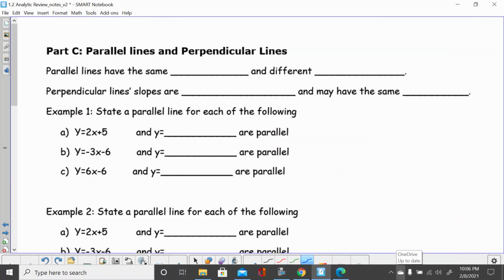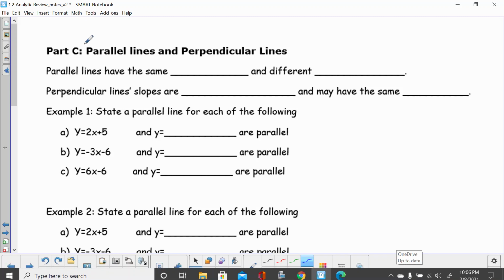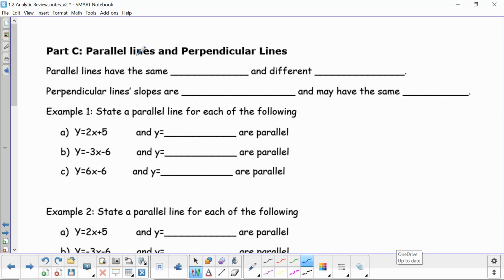So part C, we are going to see two special cases. The parallel lines and the perpendicular lines. Parallel lines means the two lines will never ever intersect with each other. We use arrows to represent the lines are parallel. And the perpendicular lines means you have two lines that formed 90 degrees. So parallel lines have the same slope. The slope will be same. And the different y-intercept.